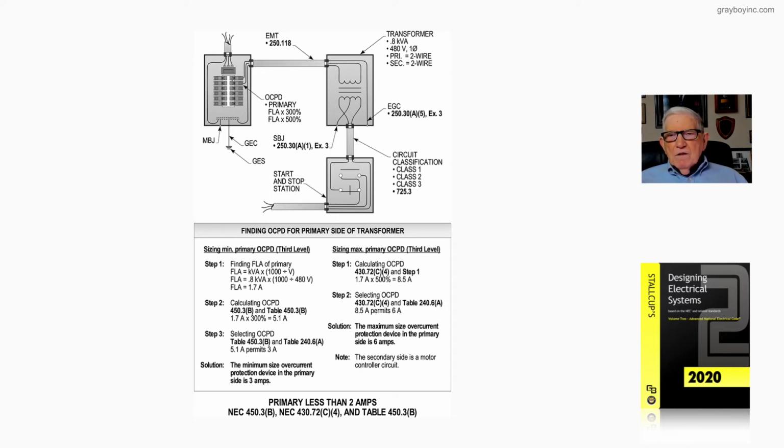Now, 8.5, we've rounded it down to a 6 amp fuse selected from 240.6(A) based upon 8.5. That could be a fuse or a circuit breaker, if you could purchase one in the 6 amp range. So the solution is a 6 amp overcurrent protection device on the primary side, and we note here that the secondary side is a motor control circuit.